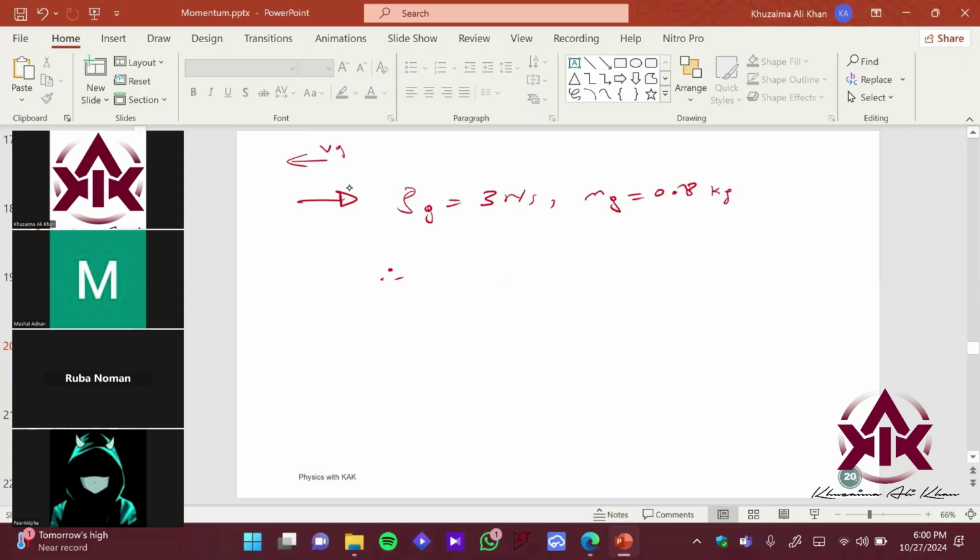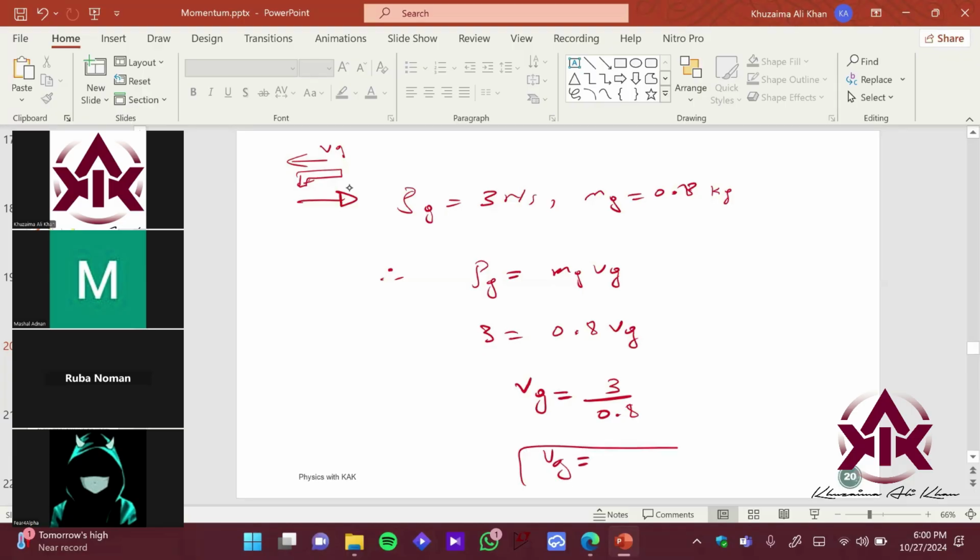So let's find the velocity with which the gun would move in this direction. Since momentum of gun equals mass of gun times velocity of gun, 3 equals 0.8 times velocity of gun. So what is the value of velocity of gun? 3 upon 0.8, it's 30 upon 8. What is the answer in decimal points? It should be meter per second. 3 upon 0.8 is 3.75 meter per second, right?